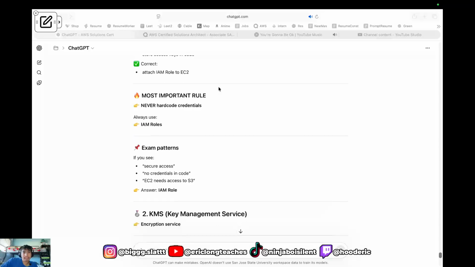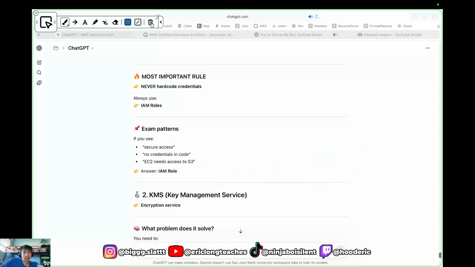The most important rule: we should never hardcode credentials. Instead, we should use IAM roles. So an exam pattern could be secure access, no credentials in code, EC2 needs access to S3. That's an IAM role. I think this could be low-key confusing. Well, if EC2 needs access, this could also be seen as a VPC. But I guess in this case it's IAM, because it's for security reasons.